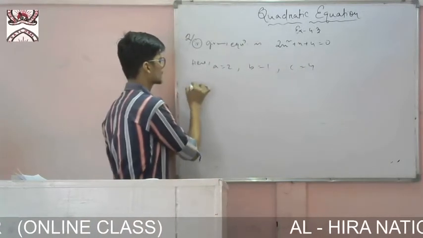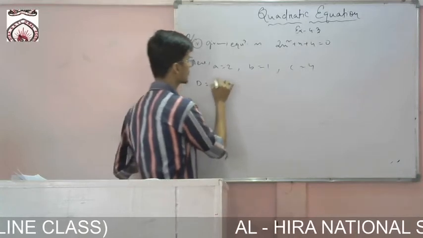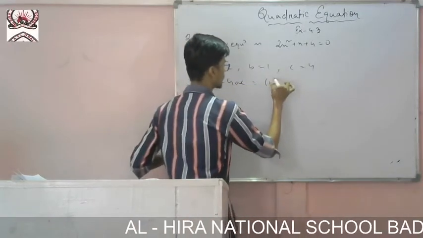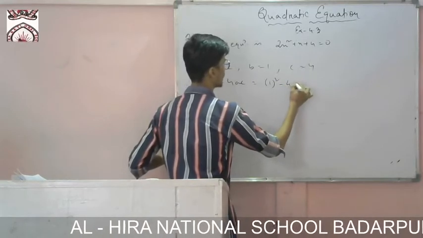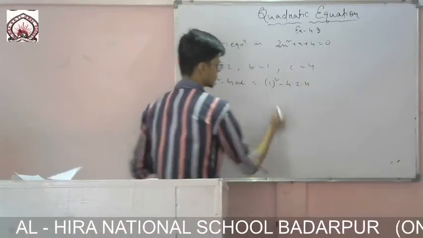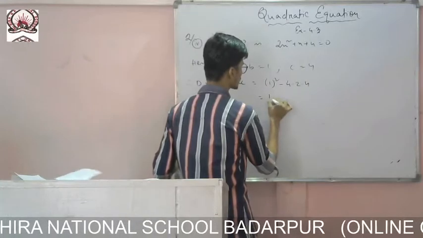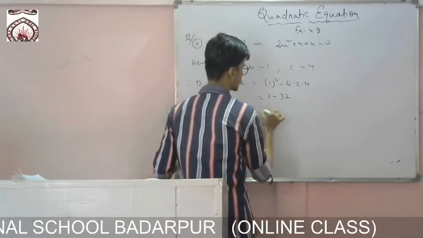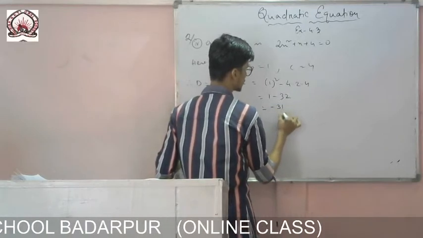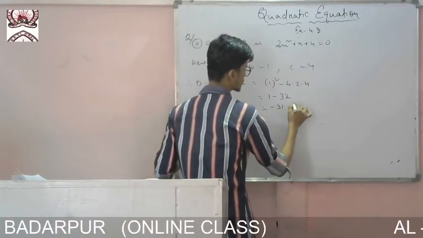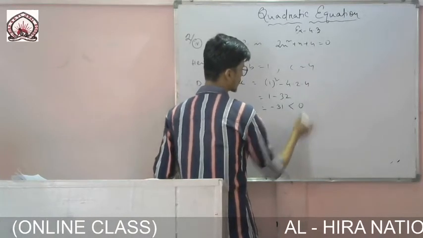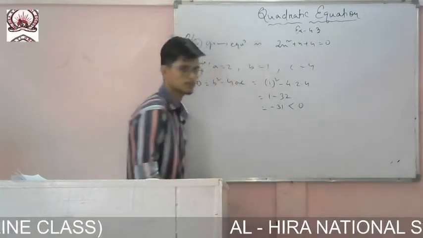Now let us find the d. Therefore d will be equals to b square minus 4ac, that is 1 square minus 4ac. So what is the answer coming? It is 1 minus 4 2s are 8, 8 4s are 32. So answer is coming minus 31, which is smaller than 0, that means it is not possible.